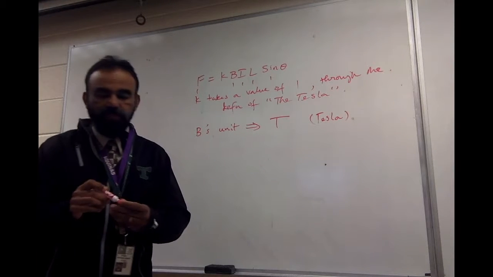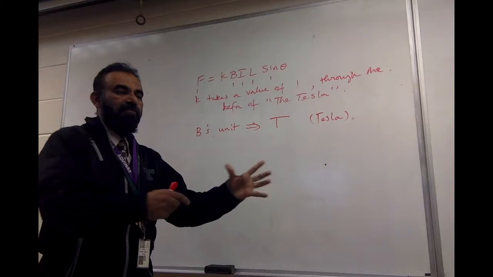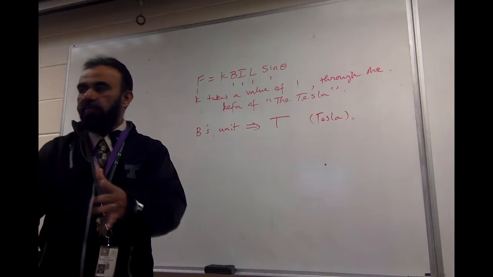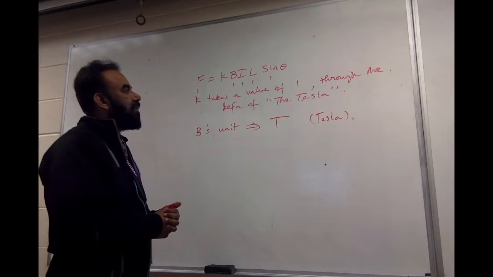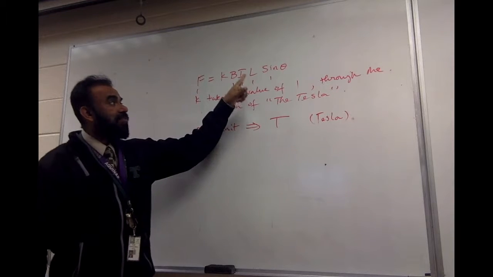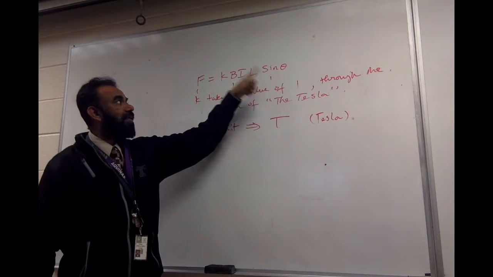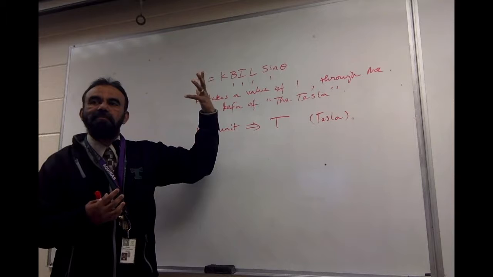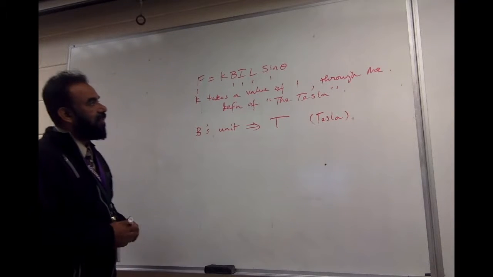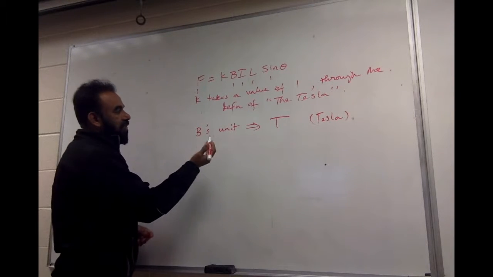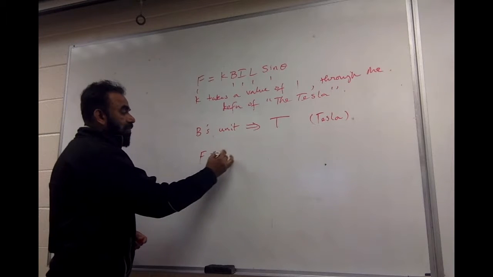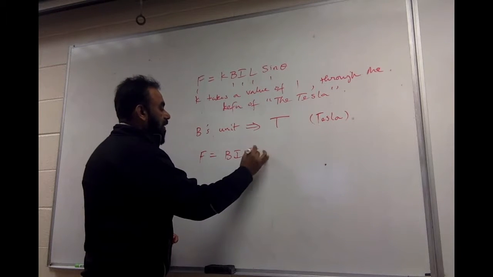So you'll be saying, all right, the magnetic field strength is 5 times 10 to the minus 3 Tesla. What does that mean? That means 1 meter, 1 ampere, perpendicular, experiences a force of that much. That's why K takes a value of 1, and from here onwards we'll say F is equal to BIL sine theta.